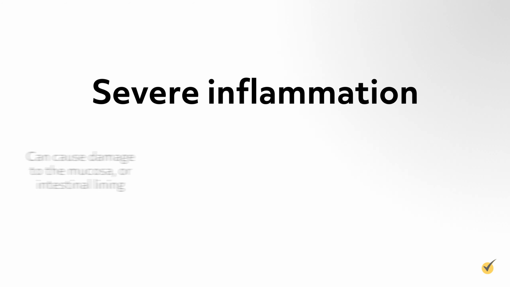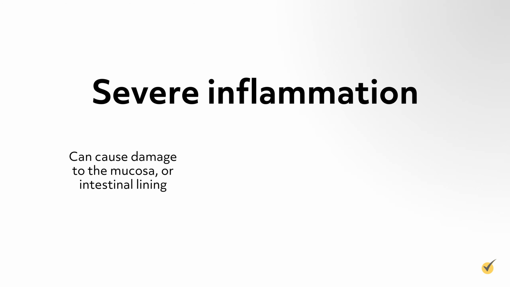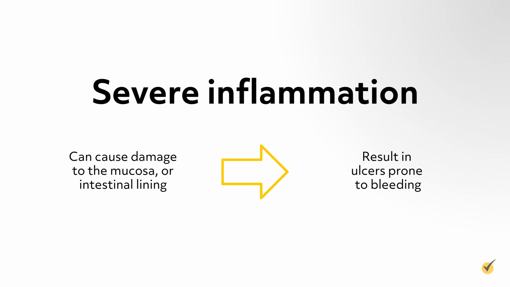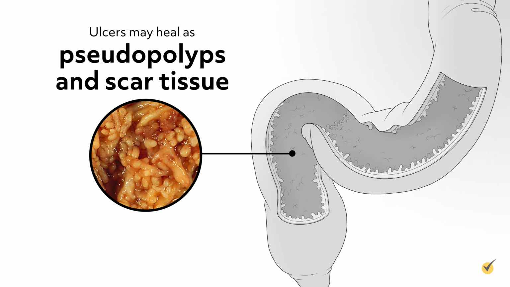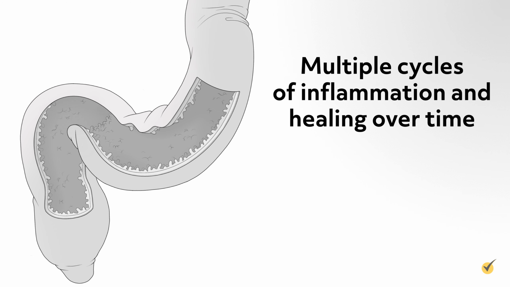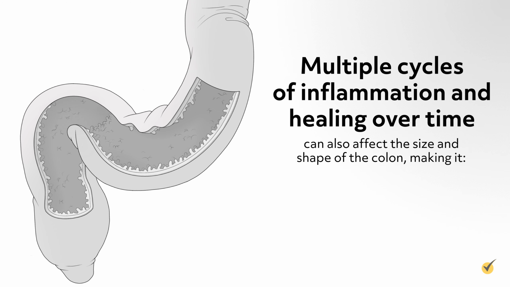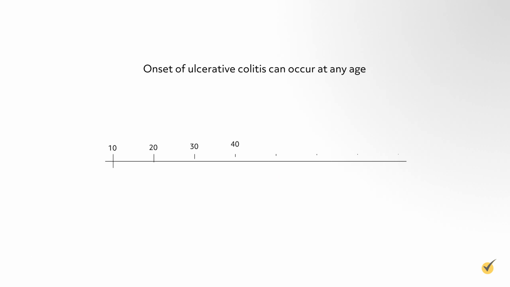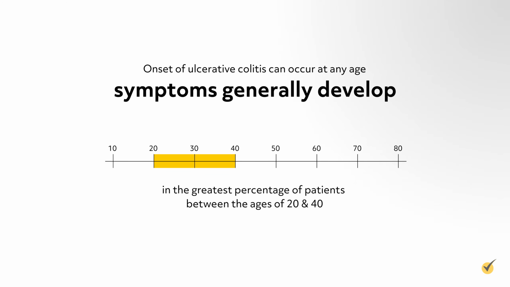Severe inflammation can cause damage to the mucosa or intestinal lining and result in ulcers prone to bleeding. Ulcers may heal as pseudopolyps and scar tissue, decreasing the amount of functioning tissue and leaving lasting damage. Multiple cycles of inflammation and healing over time can also affect the size and shape of the colon, making it shorter, thicker, and narrower.